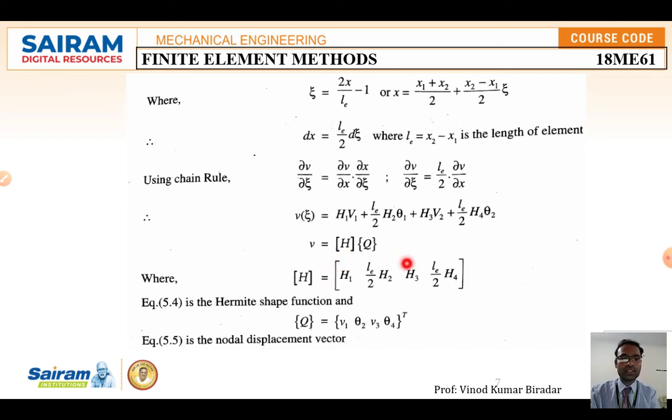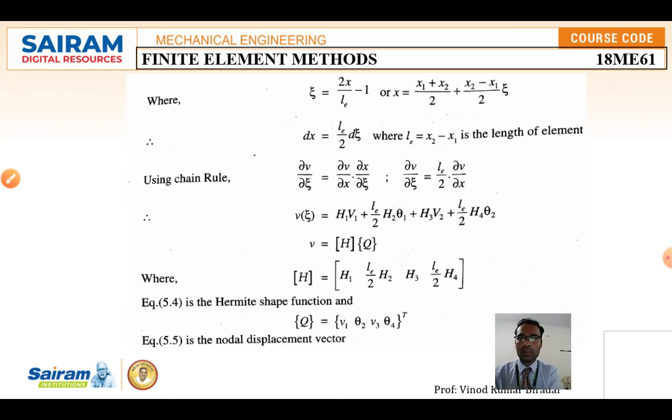The shape function is denoted by capital N, but the Hermite shape function you are going to denote as h, remember. So this h is called the Hermite shape function for the given beam element, and q stands for the nodal displacement, that is u1, theta 1, v1, so this is v1, theta 1, v2, theta 2. I think it is wrong. So this equation you are going to call the Hermite shape function and the nodal displacement.